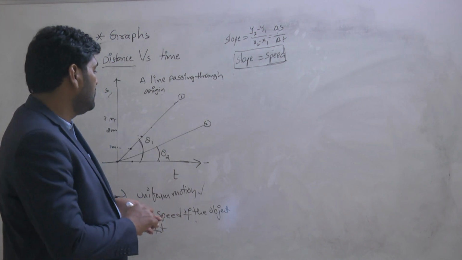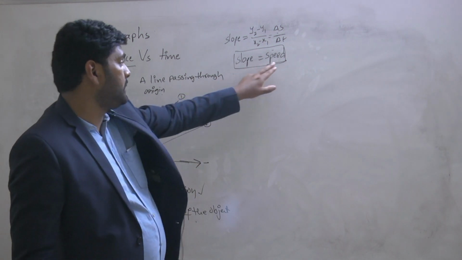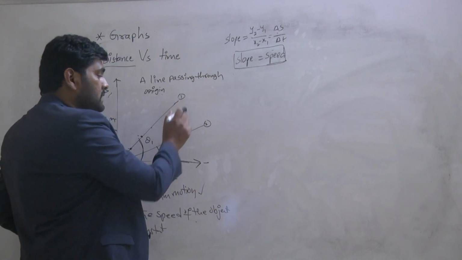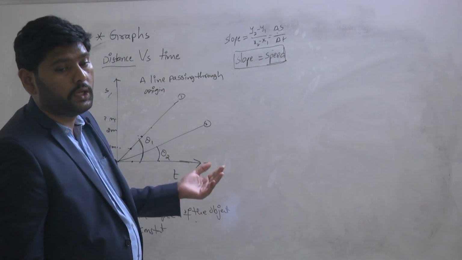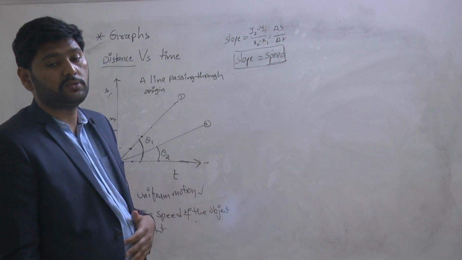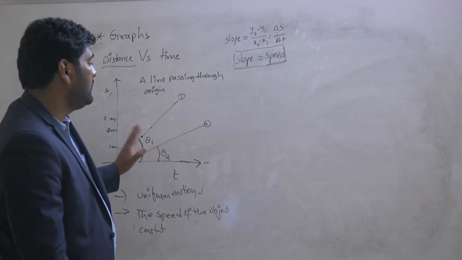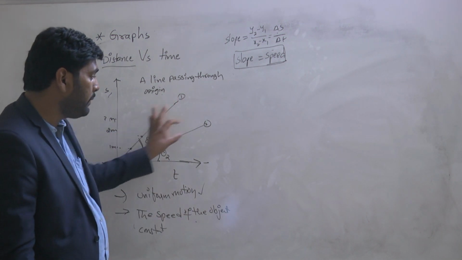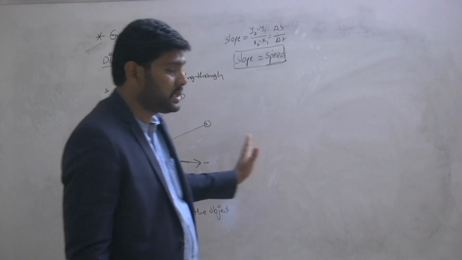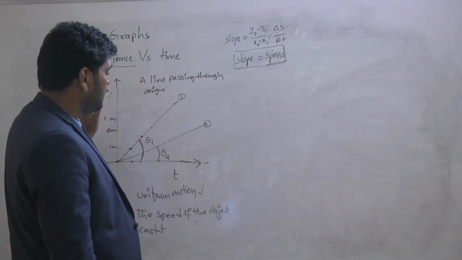Where the slope is more, it indicates that the speed is more. Among the two, in the first graph the object is moving with more speed. In the second graph, the object is moving with less speed. Understand? This is a graph, not a path. When the object is moving in a straight line, using the data of time and distance we have drawn the graph.